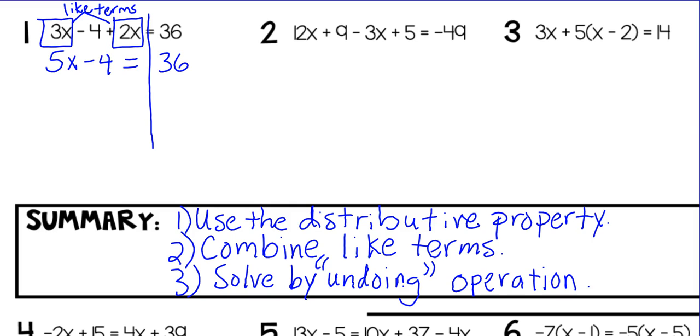All right, and now we have a two-step equation. So we're going to undo the subtraction. Again, we're trying to get the variable by itself, so we can put a box around the variable. We're trying to get x by itself. So we're going to add 4 to both sides. We're going to undo the subtraction by adding 4 to both sides. The negative 4 and positive 4 cancel out. I have 5x. Again, I'm trying to solve for x. That's why I'm putting a box around it, is equal to 40.